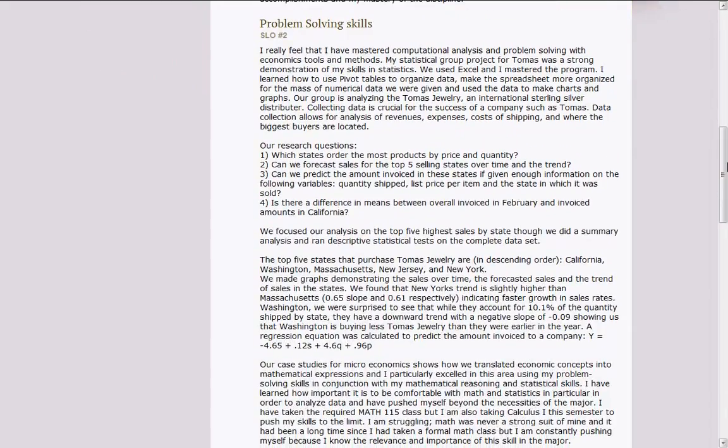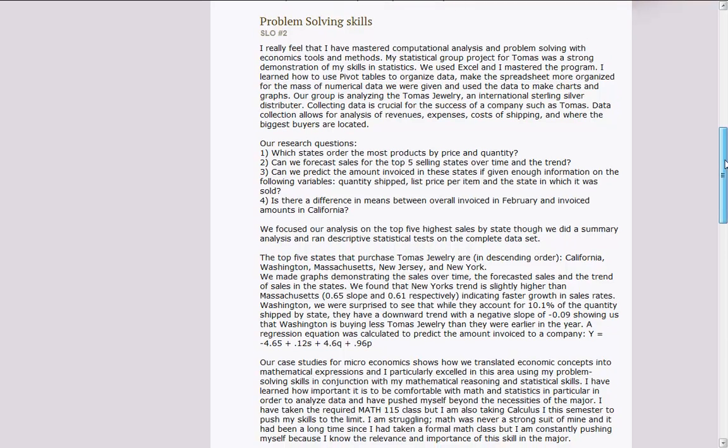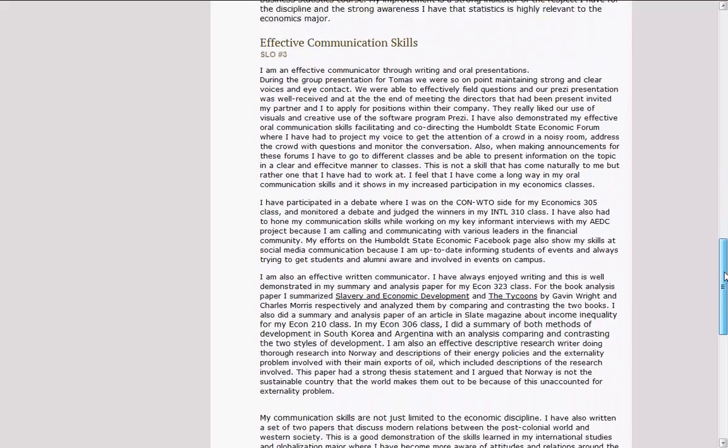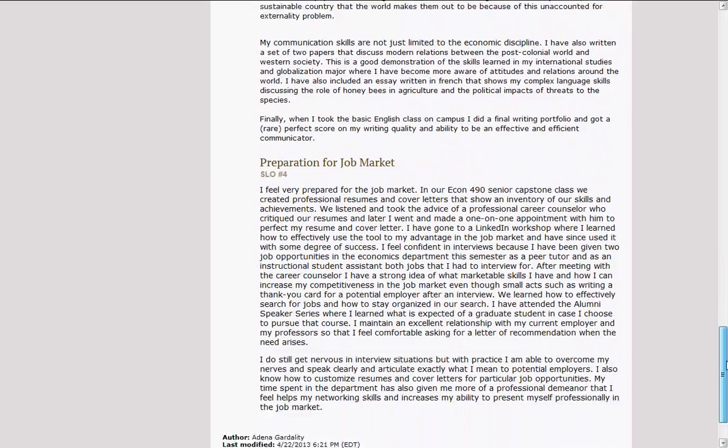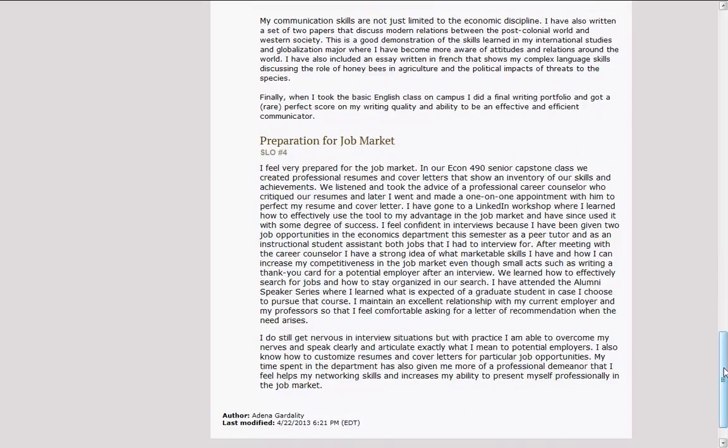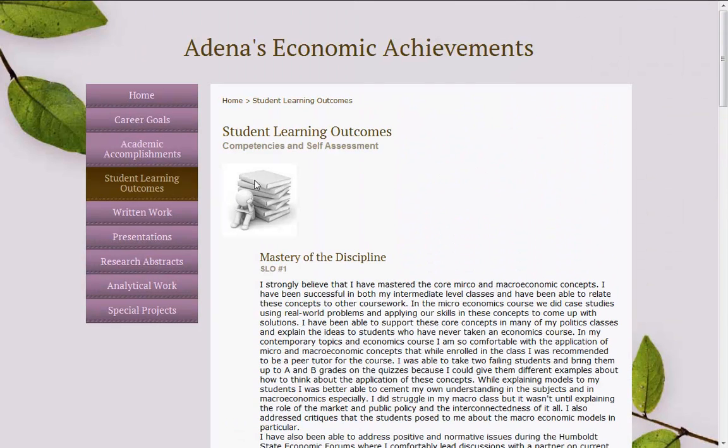We also have our problem-solving skills, being able to use your math and your statistics to analyze economic problems. And then, of course, our effective communication skills, both written communication and oral communication. And finally, preparation for the job market. So the student learning outcomes, this section of your portfolio is your reflection on how well you've mastered them. All of these other items are the artifacts that support your argument.